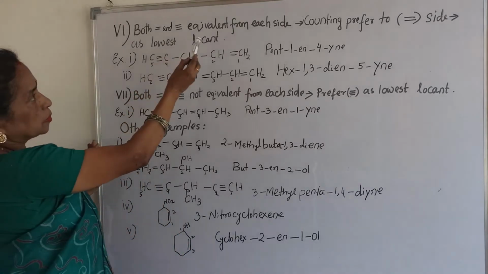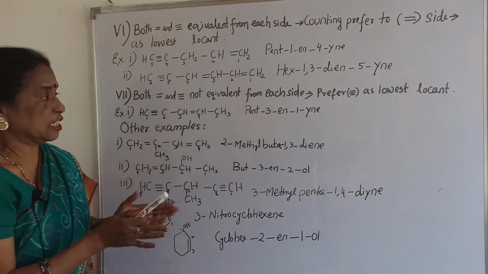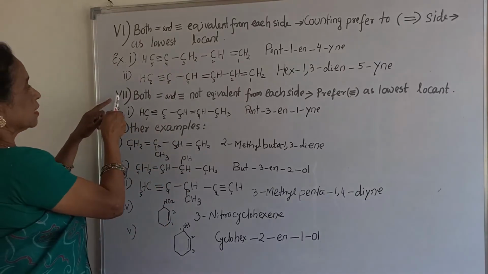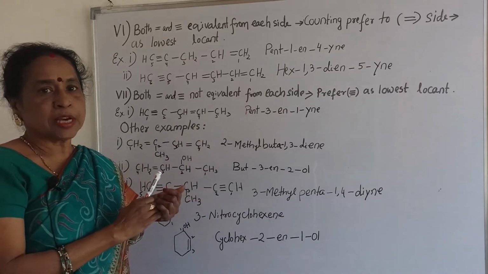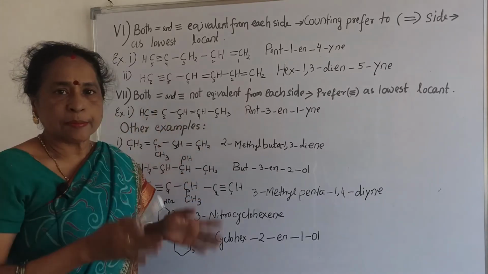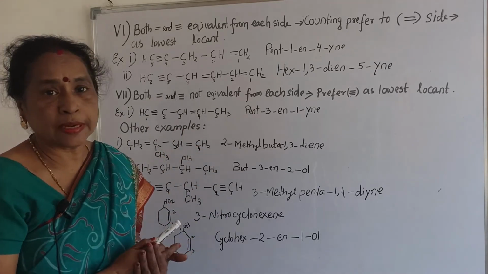Now here we observed both double and triple bonds are equivalent from each side, but in the seventh rule they are not equivalent from each side. Which one? That means the double bond and triple bond are not equivalent from each side. Then what is the preference?